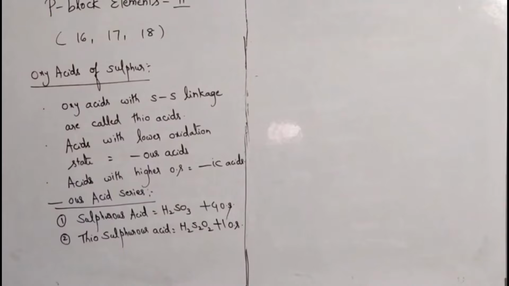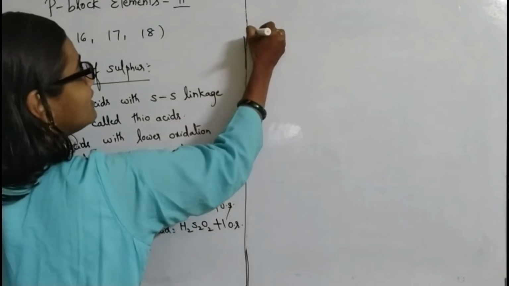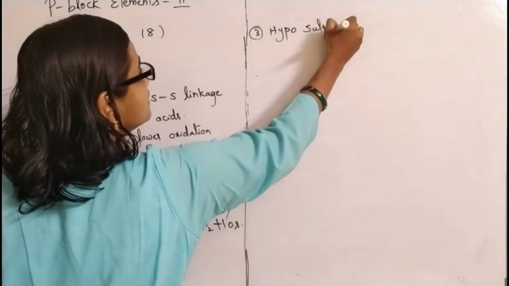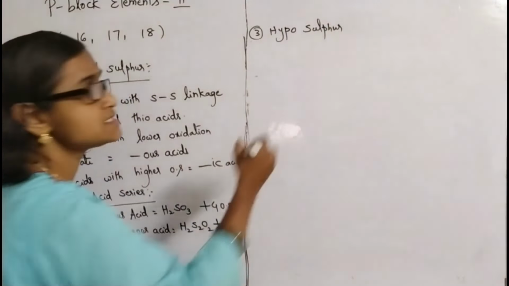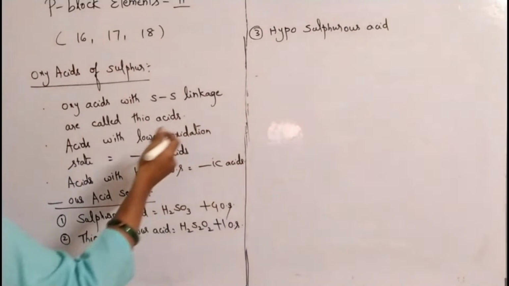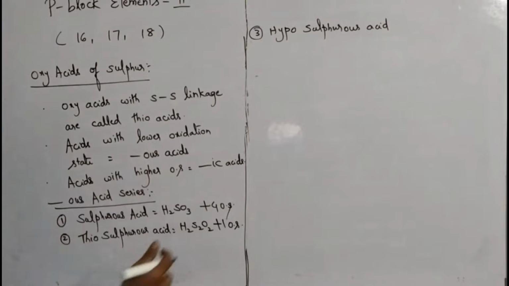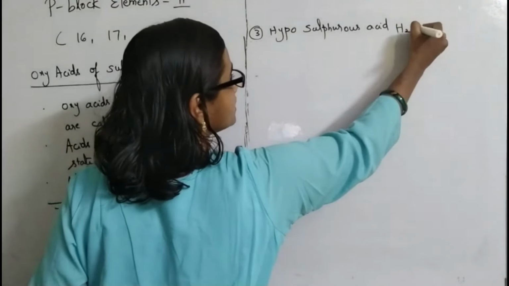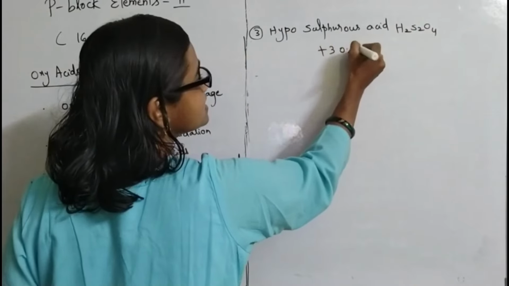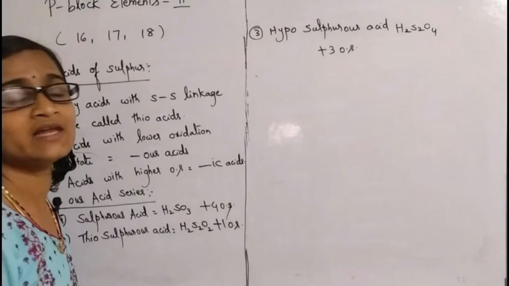So in the OUS acids, sulfurous acid and thiosulfurous acid, you can even have hyposulfurous acid. Just take down the third one, hyposulfurous acid, H2S2O4, and sulfur has +3 oxidation state in this.